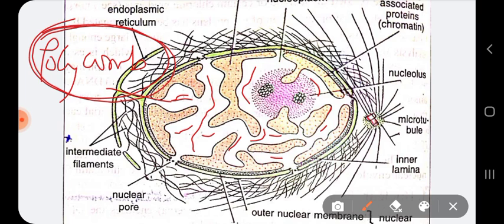Some cofactors and coenzymes are also there, like ATP and acetyl coenzyme A, found within this nucleoplasm. Lipids and some minerals are also found, but lipids are found in very small quantity, obviously. Okay, so this was about the nucleoplasm. Next we will talk about the chromatin fiber.